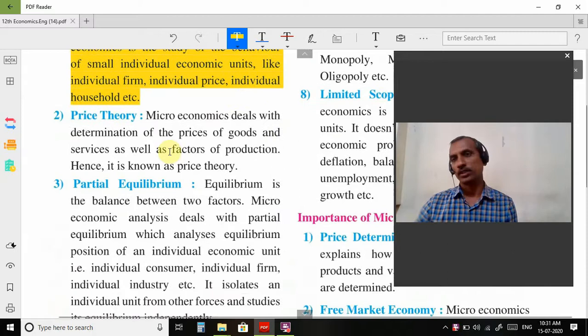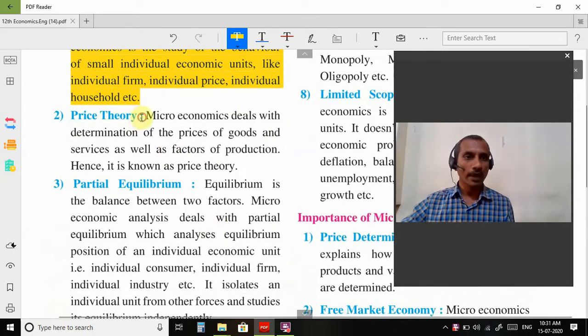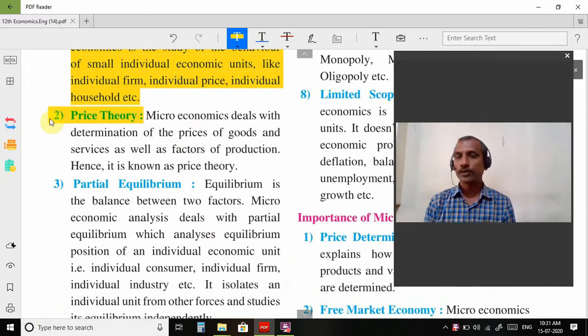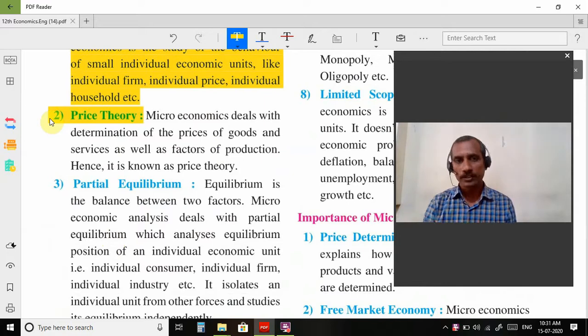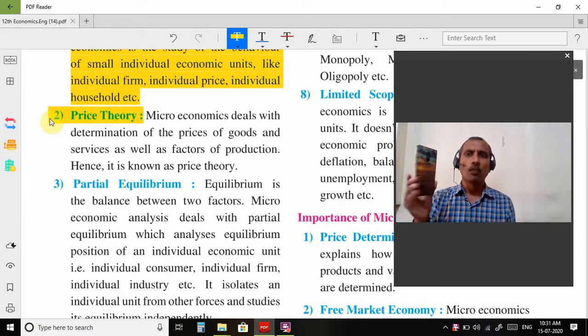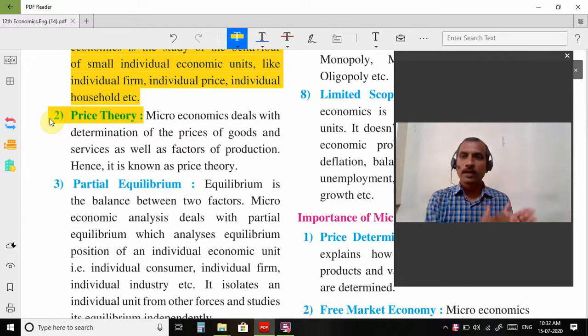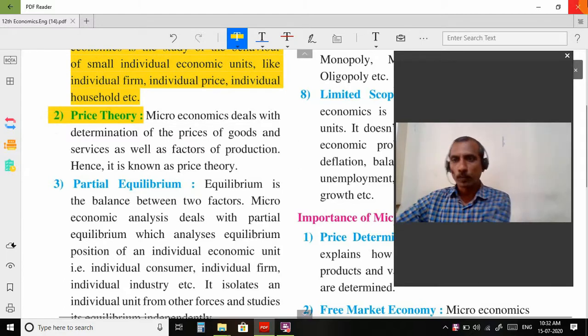Second is price theory. This is also a very important point from your examination point of view, because this question may be asked like this: microeconomic theories are known as price theory. When we learn microeconomics, the core area is how a particular commodity's price is going to be determined. Market में अगर कोई चीज़ की price decide होती है, for example this is a mobile. What is the price of this mobile? 10,000. So how is it going to be decided? Demand और supply. Demand कितनी है और supply कितना है. On the basis of that, that good's price is going to be decided.